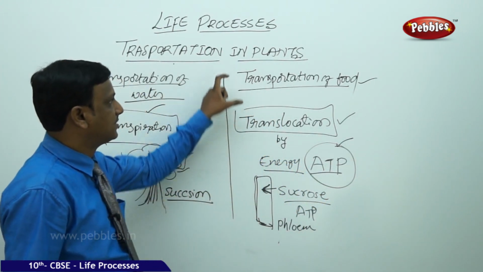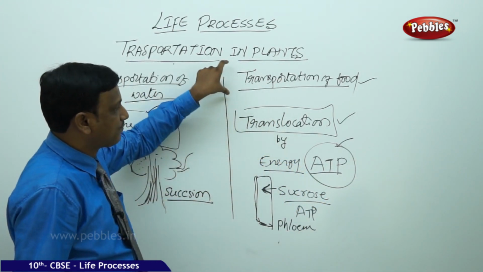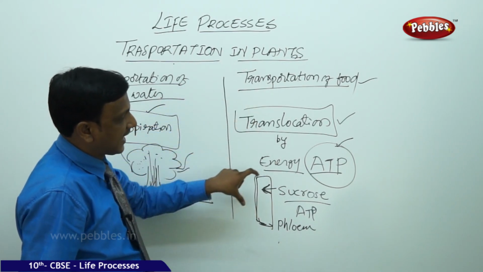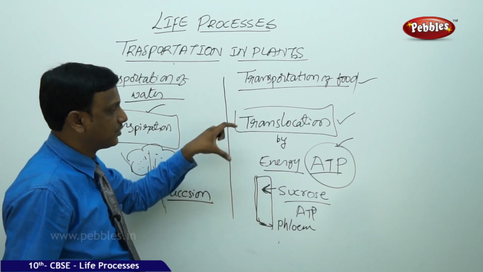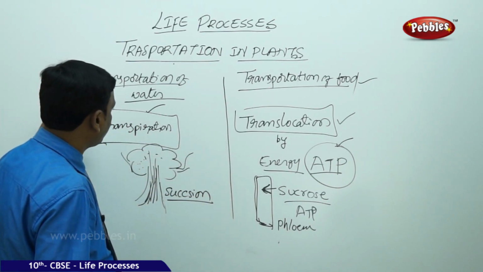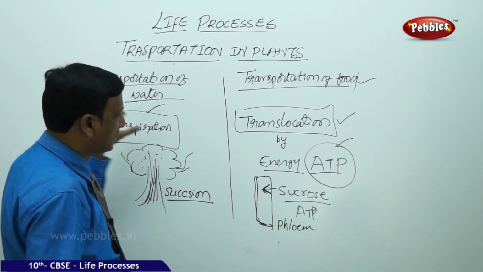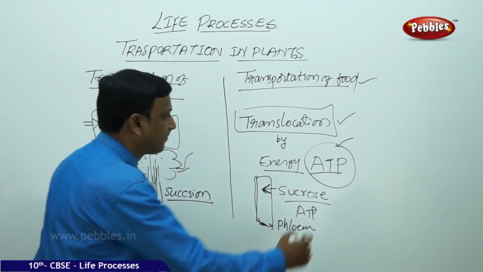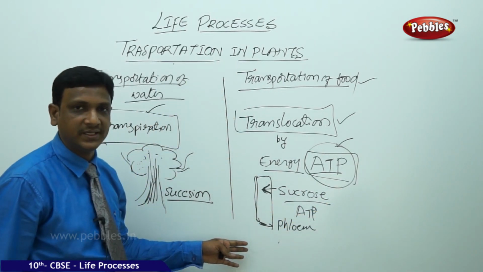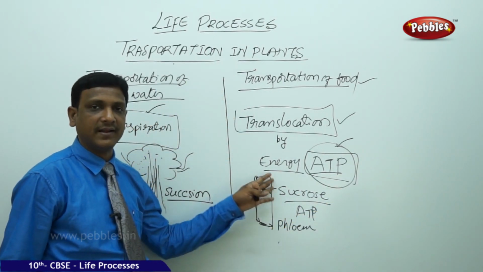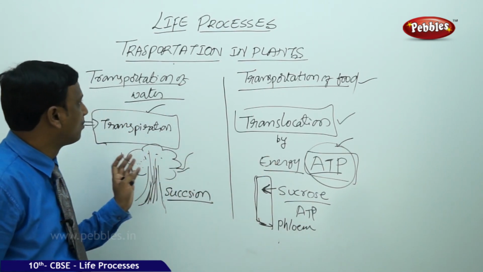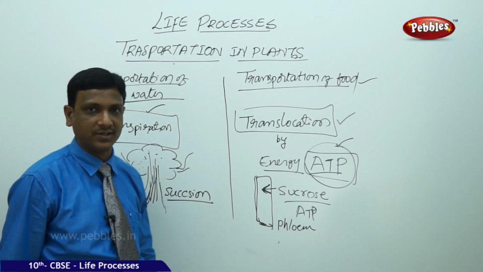So that is what is observed in the transportation of food, that is the translocation, which is done by an energy-using process. So this is not as simple as the transportation of water, which involves only physical forces. Here the energy is spent in the form of ATP to drive the food materials from one location to another location, which we call translocation. In this way, the food and water are transported in plants.